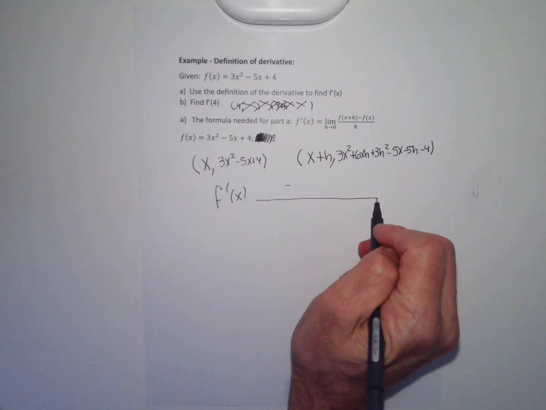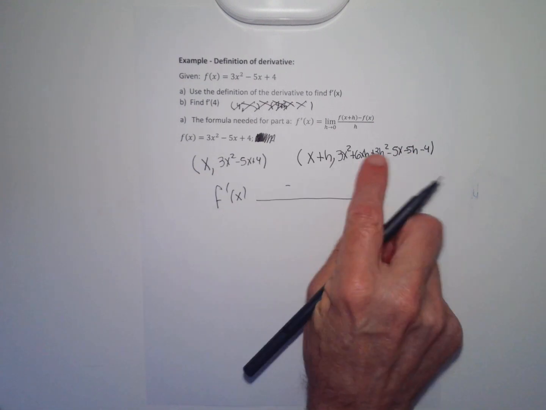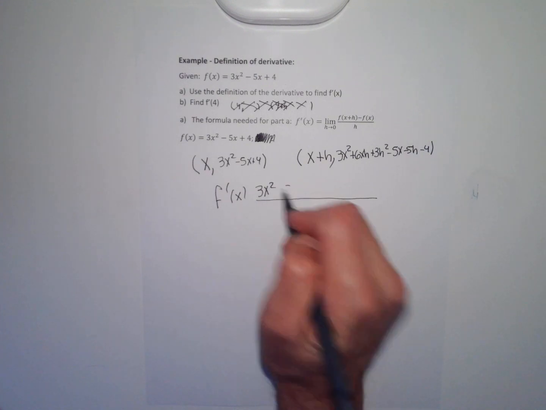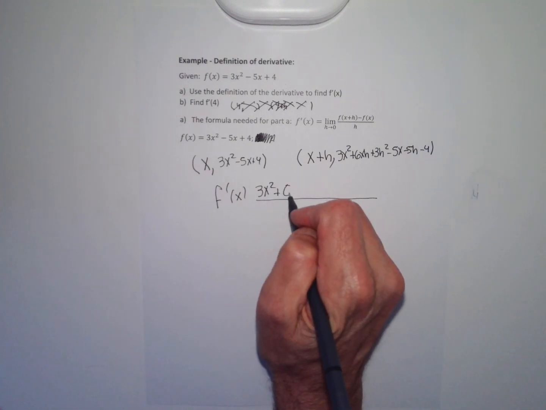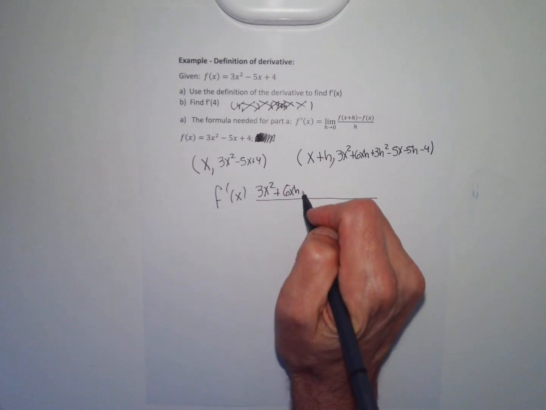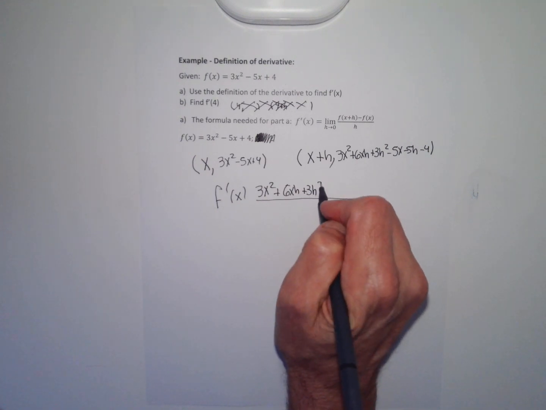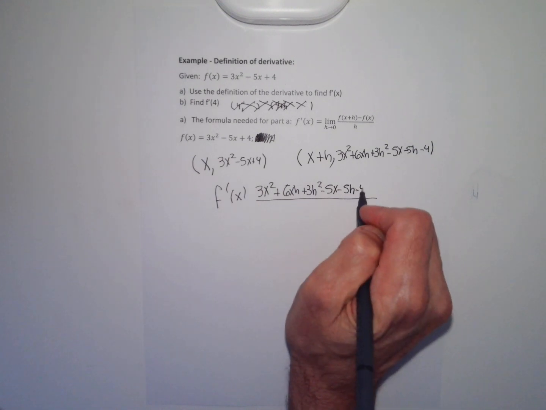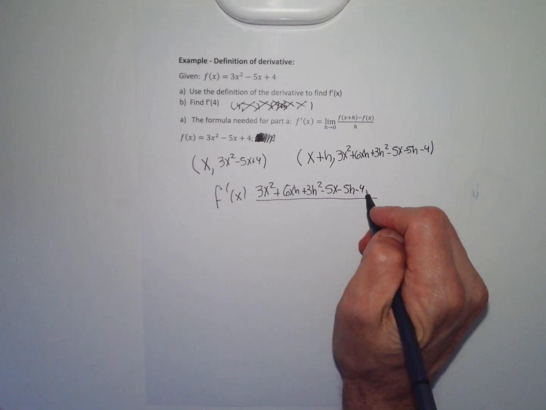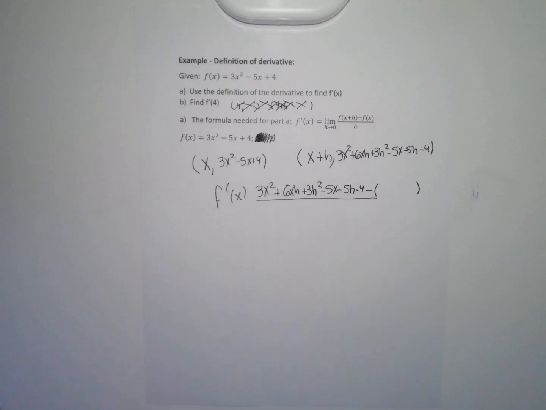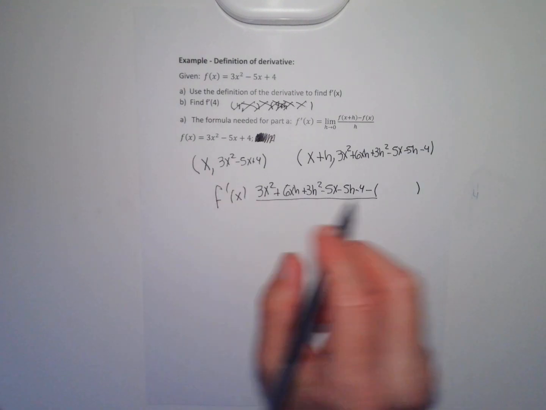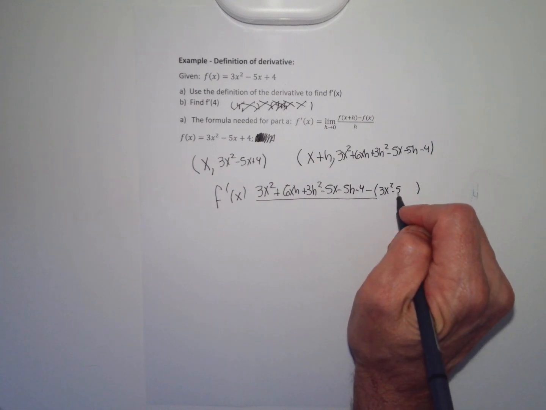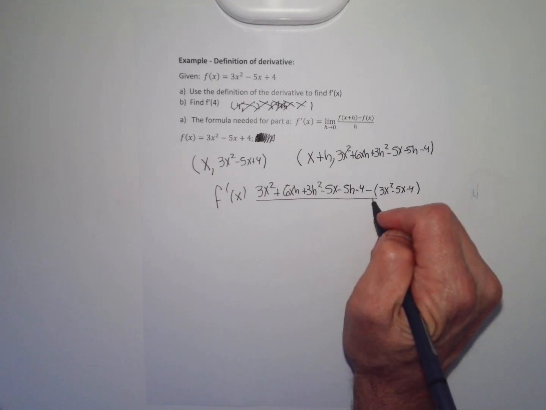I'm going to form a fraction, and in the numerator, I'm going to take this y, doesn't need to be in parentheses: 3x squared plus 6xh plus 3h squared minus 5x minus 5h minus 4. That's y2. Now minus y1. The y1 needs to be in parentheses because I'm subtracting a trinomial, and the subtraction applies to each of the 3 pieces, the 3x squared, the minus 5x, and the minus 4.